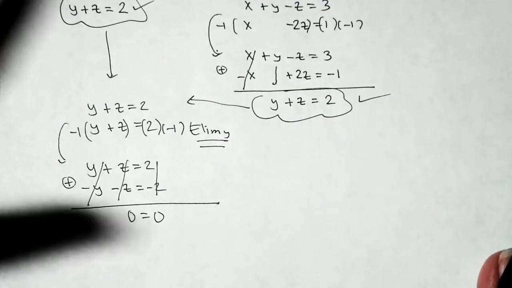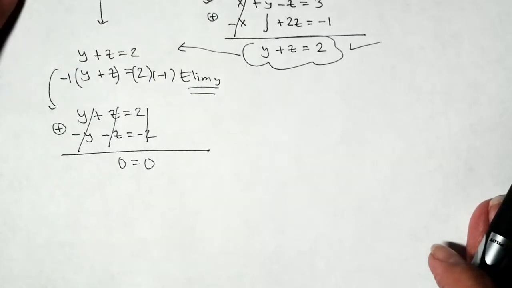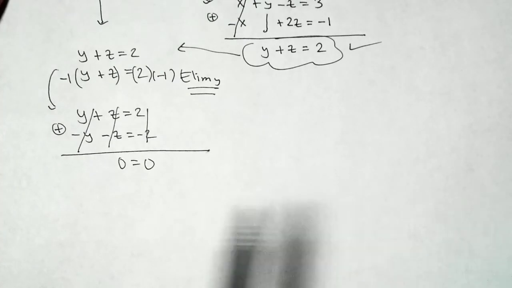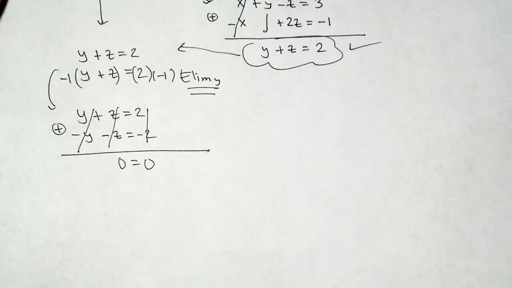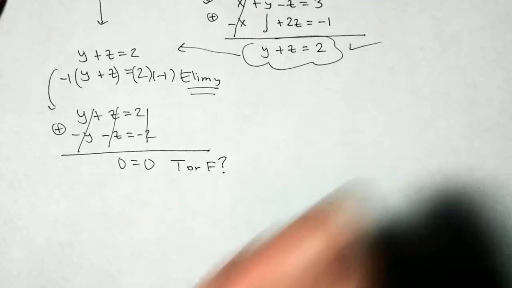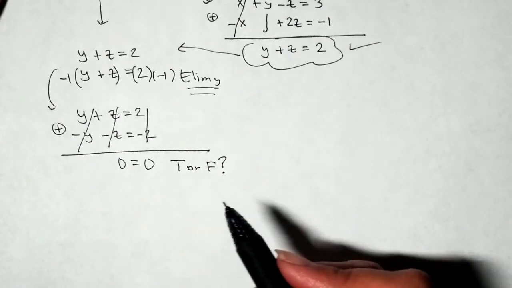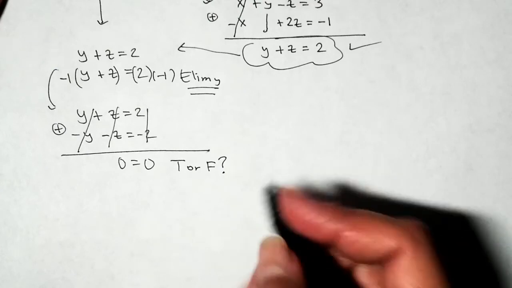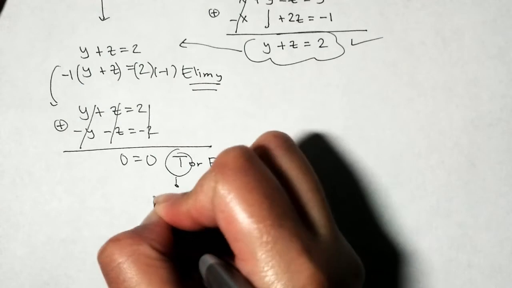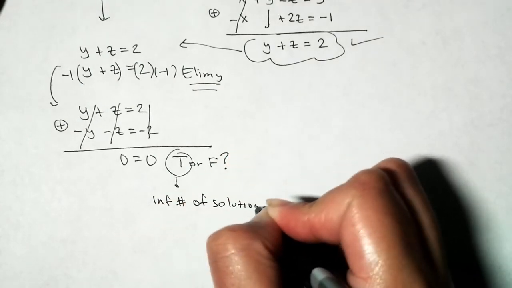So again, whether your system has 2 variables or 3 variables, regardless of whether you're using substitution or elimination, once the variables cancel out, I need you to stop and ask yourself, do we have a true or false statement? If we had a false statement, then we would just tell the reader that there's no solution. But since we have a true statement, that makes me sad, this means that the system, you guessed it, has an infinite number of solutions.